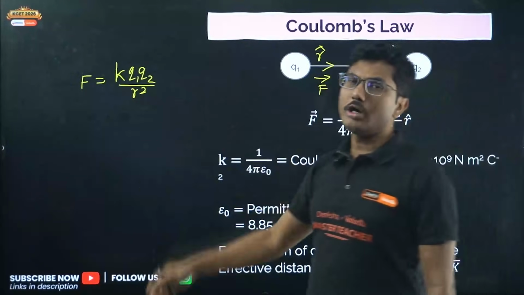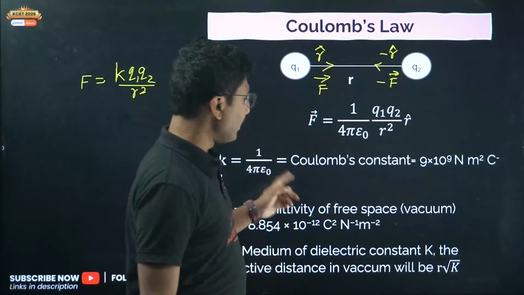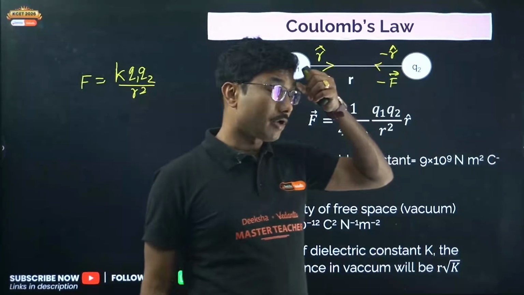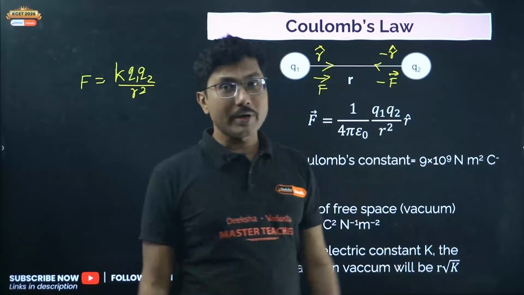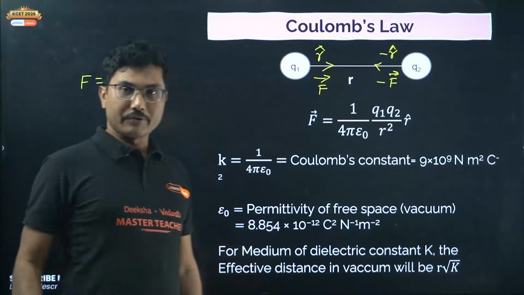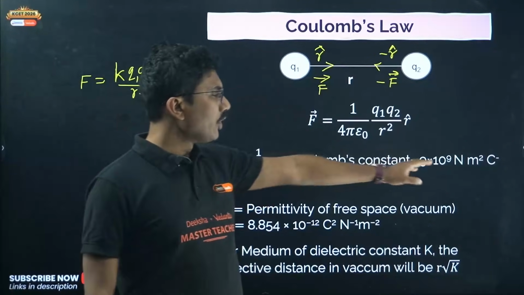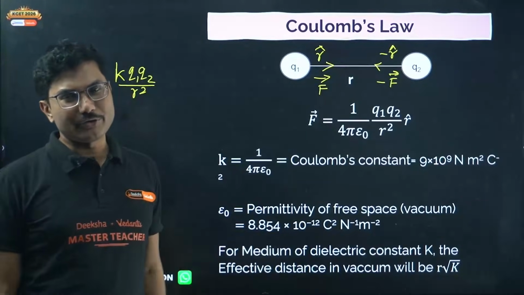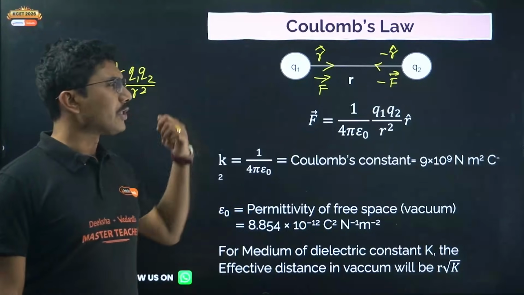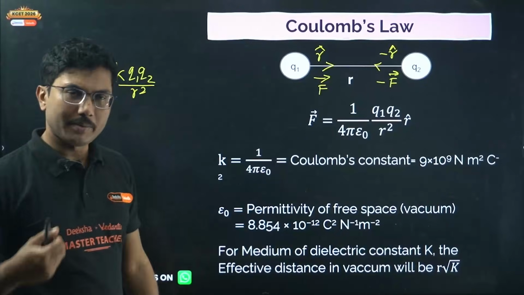This k is called Coulomb's constant, and its exact value can be calculated as 9 into 10 to the power of 9 Newton meter square per Coulomb square. Sorry, this square shifted a little. I will try to fix that in the PDF. So Coulomb constant, its value is 9 into 10 to the power of 9 approximately. This is the accepted value. So if you are solving some questions, remember this value. This is very, very important to remember.